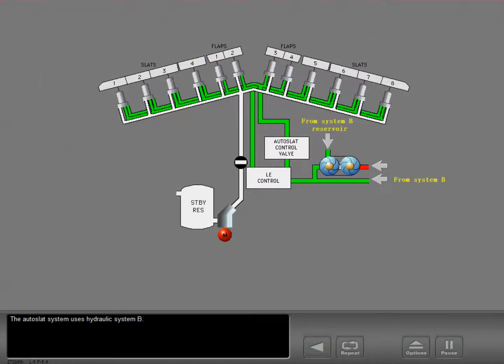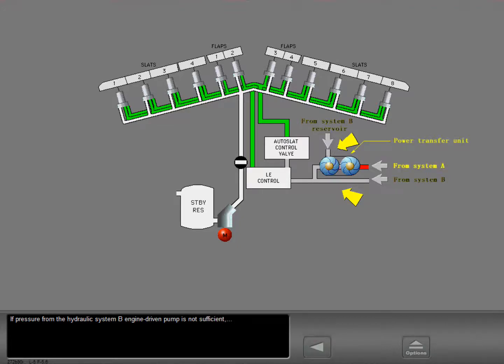The auto-slat system uses hydraulic system B. If pressure from the hydraulic system B engine-driven pump is not sufficient, the power transfer unit, or PTU, uses hydraulic system A to pressurize system B for auto-slat operation.